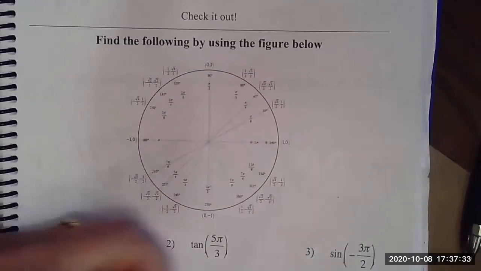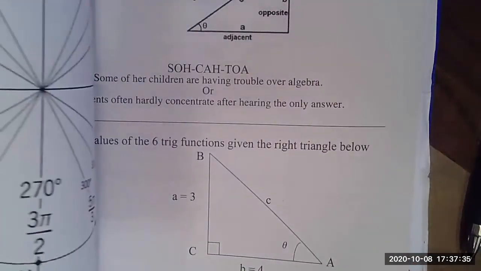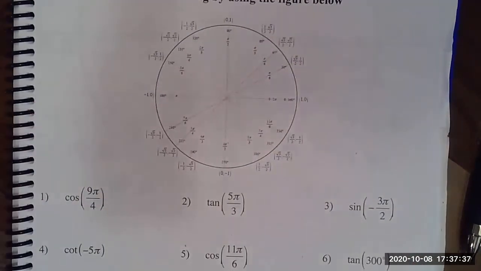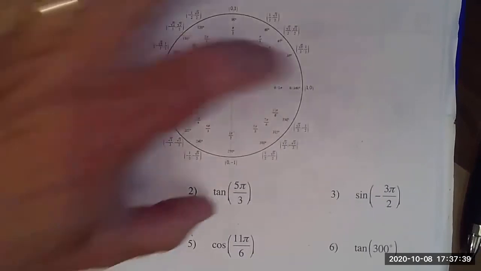Maybe this is the last thing that I've got to take a look at. Let's see if it is. It is. So the last thing that we're going to look at is, again, unit circle.